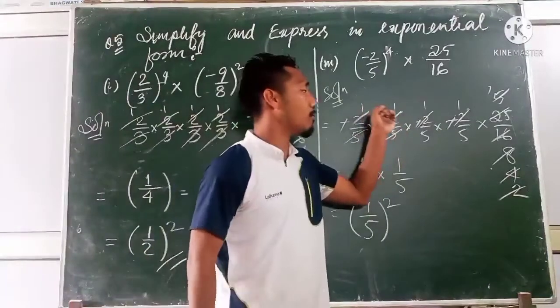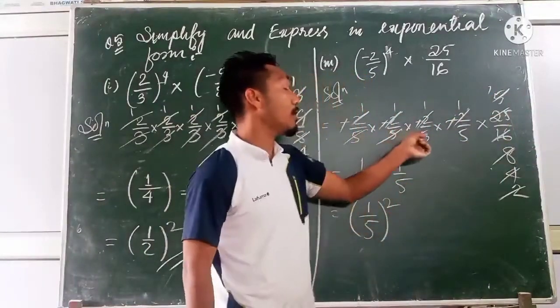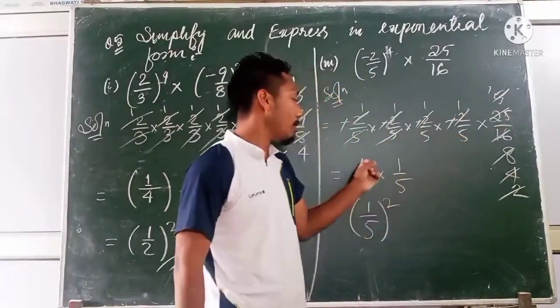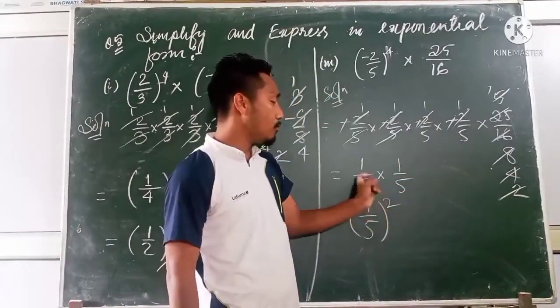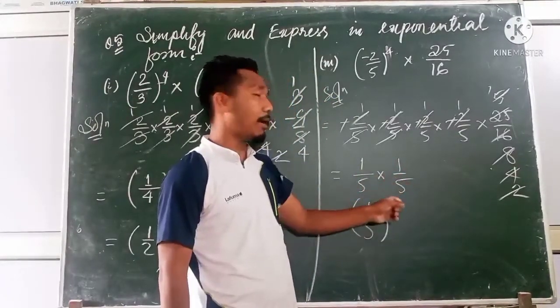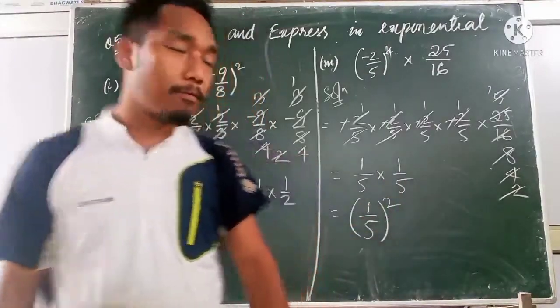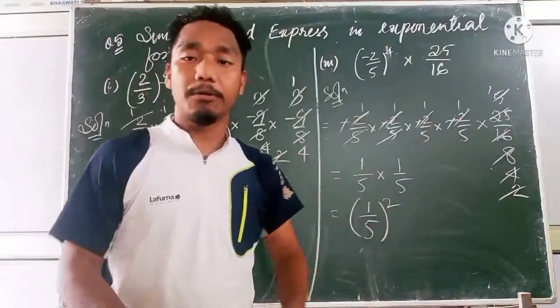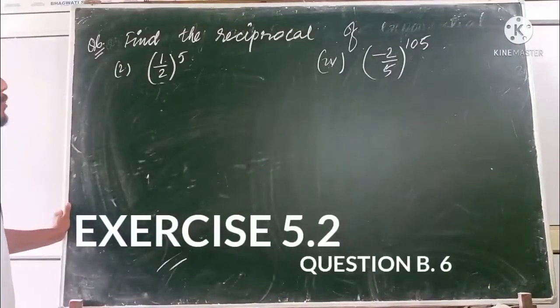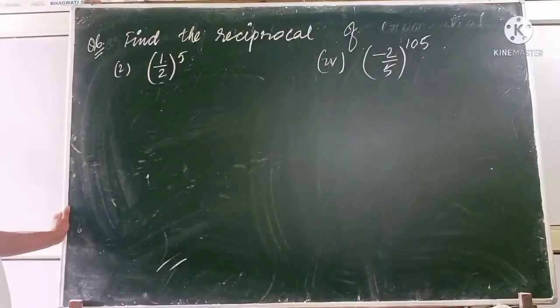Okay, so we have only 1 in the numerator and we have 2 5s in the denominator, that means 1 by 5 and 1 by 5 is the remaining. So 1 by 5, 2 times we have, that means I can write this power as square. Okay, if 2 times is there means power I can write 2, if 3 times is there means power I have to write 3. Now the reciprocals of the given question, that is question Roman number 1 and Roman number 4.